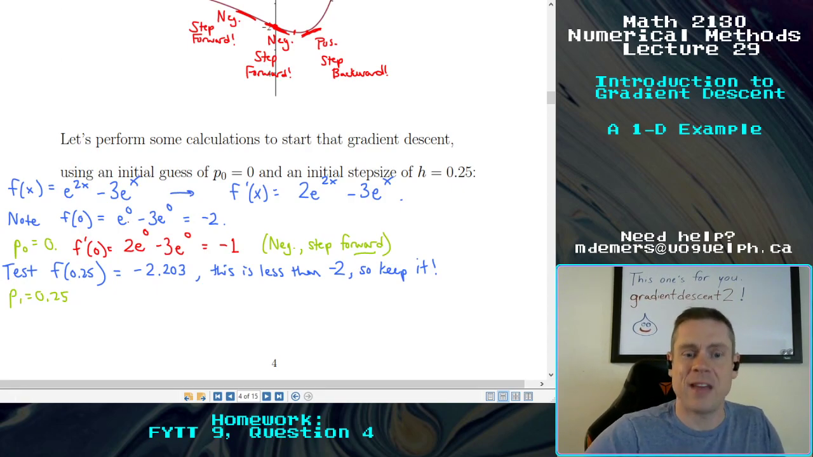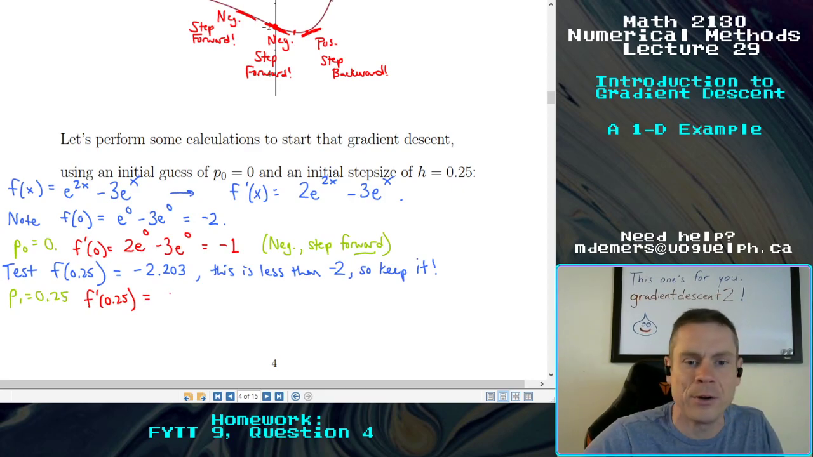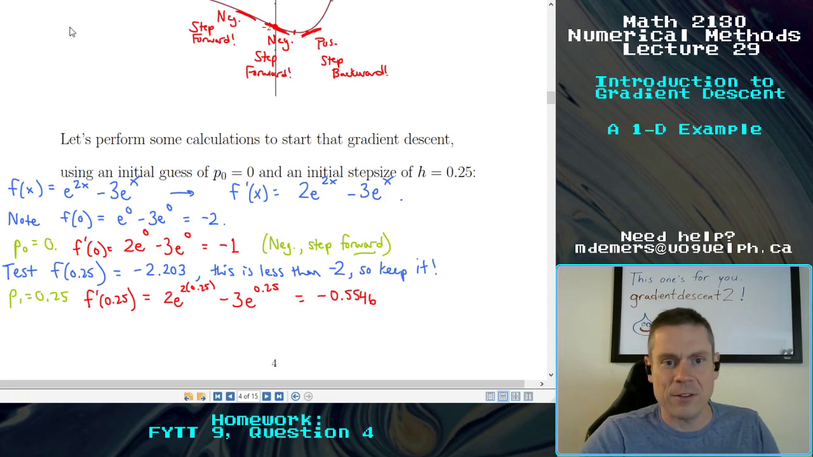Once we've established that our next estimate is 0.25, we're going to test f prime at 0.25. Let's actually evaluate this instead of just writing down a number. This ends up being 2 times e to the 2 times 0.25 minus 3 times e to the 0.25, just to let you know where that came from, right? This ends up being about minus 0.5546. So again, it's negative.